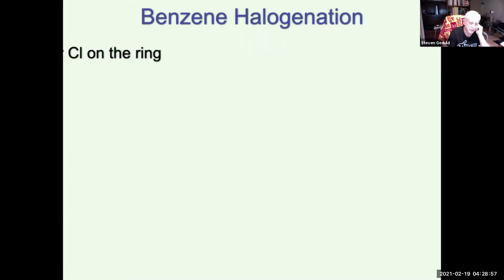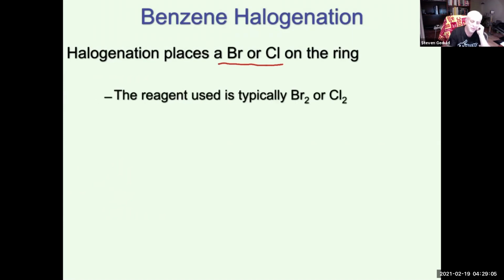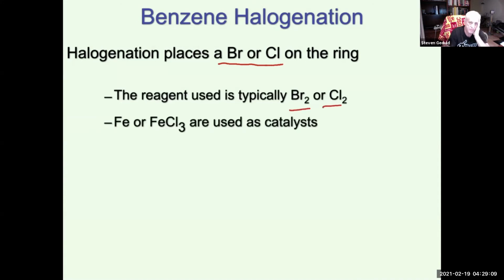So halogenation replaces a hydrogen on the ring with either a bromine or a chlorine. We typically use bromine or chlorine, Br2 or Cl2, diatomic. Okay. And you use FeCl3 as a catalyst. Okay. Iron chloride, or iron 3 chloride.